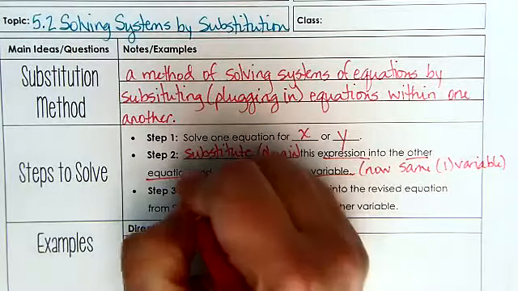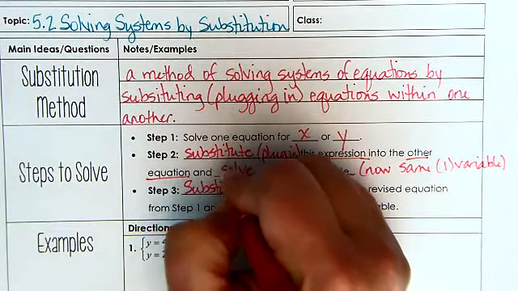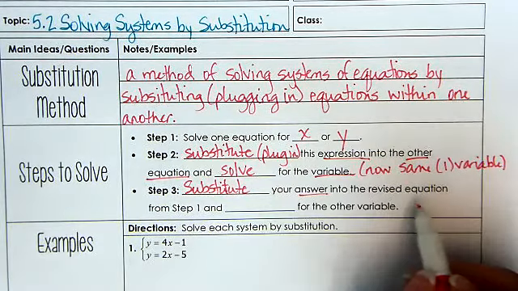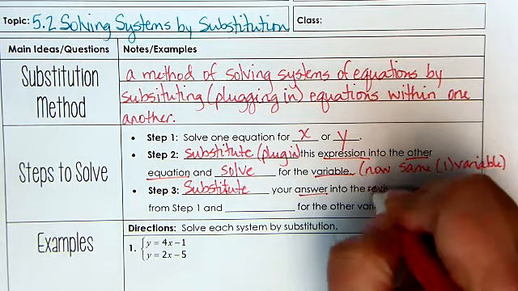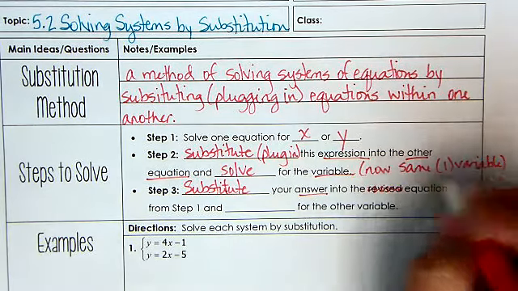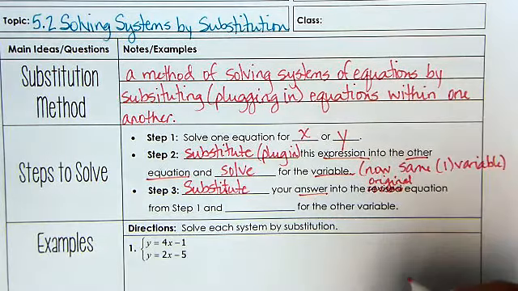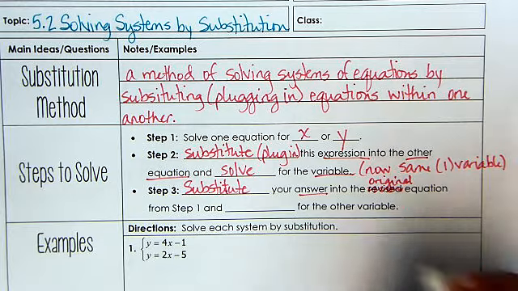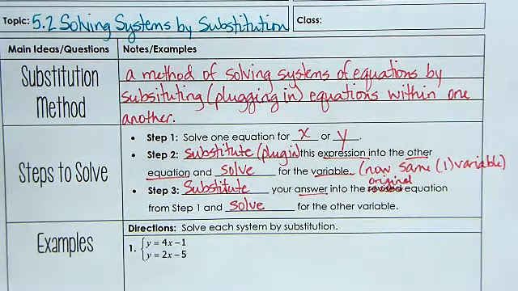Step three, we're going to substitute again, which means plug in your answer into the original. I don't like the word revised, because if you make a mistake revising, then you won't catch your error. So we're not going to say revised. Plug your answer into the original equation from step one and solve for the other variable.